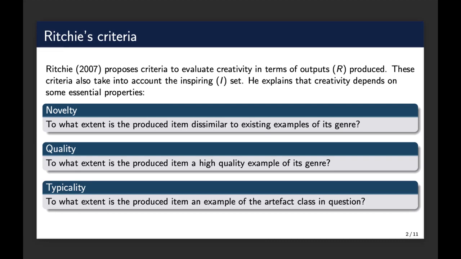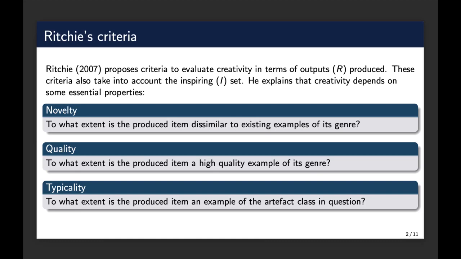So for example, novelty is a very important property that many people have pointed out, and it is about whether the artifact produced is different from the examples that we have seen before. So it's a degree of novelty. And this is something I'm going to talk about a little bit more. Quality, I mean, in the sense of evaluating the novelty.